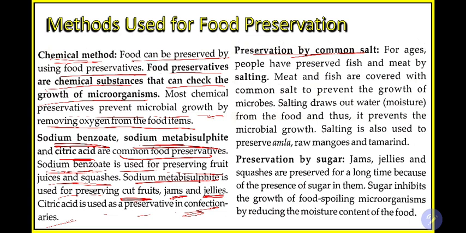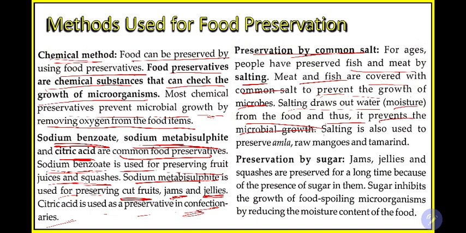For ages, people have preserved fish and meat by salting. It is common in our homes, practiced in every home. The fish is preserved with the help of salt, not for a long time, for some time. Meat and fish are covered with common salt to prevent the growth of microbes. Salting draws out water, moisture, from the food and thus prevents microbial growth. So salt will take out all the moisture, all the water, from the food, and ultimately no microbes can grow in the food then.